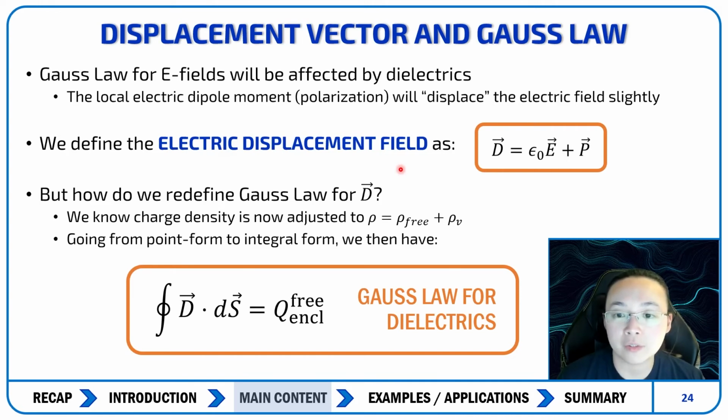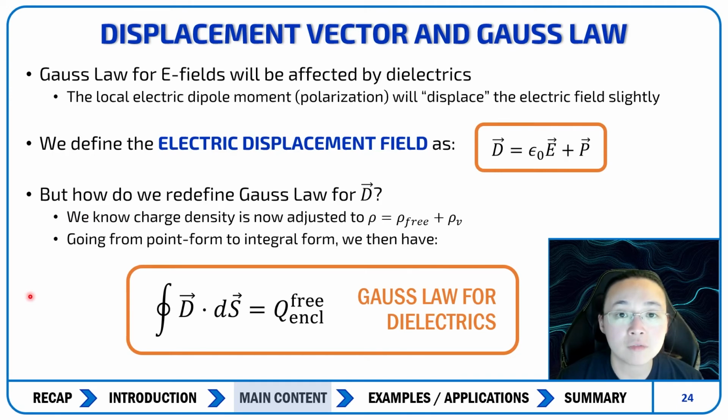It simply is called that because it's how much the polarization has displaced the electric field. And it's pretty much defined as that. The displacement field is equal to epsilon naught E plus the polarization vector. So that will give us an overall displaced electric field within a dielectric. So now that we have this displaced electric field, it means that we can't really use our regular definition for Gauss' law. We have to update it for dielectrics.